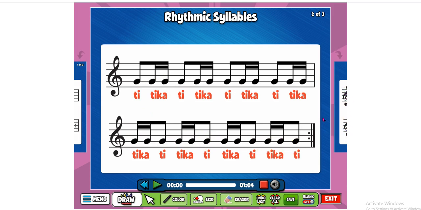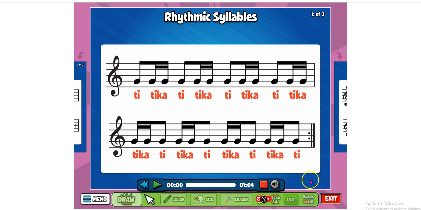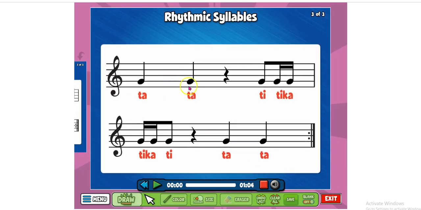And then we have, let's go back to the pointer. Ta, ta, rest. T, tika, tika, T, rest. Ta, ta. Let's listen. 1, 2, ready, and go. Ta, ta, rest. T, tika, tika, T, rest. Ta, ta. Okay, so that explains rhythm. In the next screen, you're going to play a fun game.